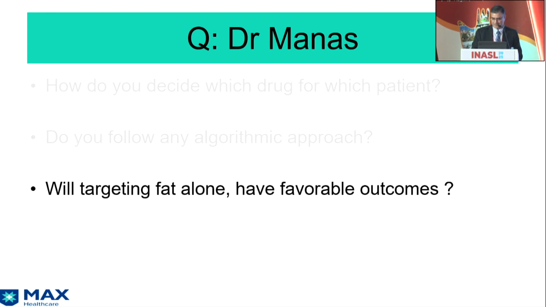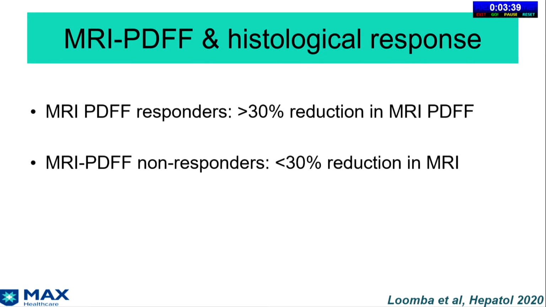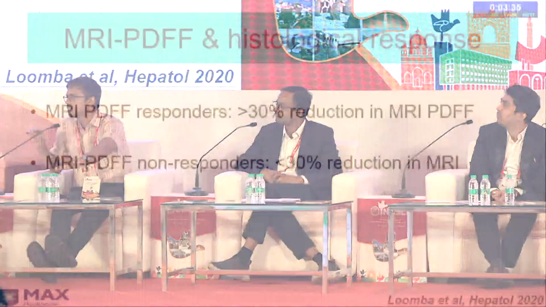Dr. Manas. So thank you for the question, sir. Basically in this MSLD or NAFLD, fat is the driver. Fat is the initiating agent. Similarly in HBV, HCV, alcohol, we are targeting the initiating event. So definitely you have to target the initiating event. You have to target the fat.